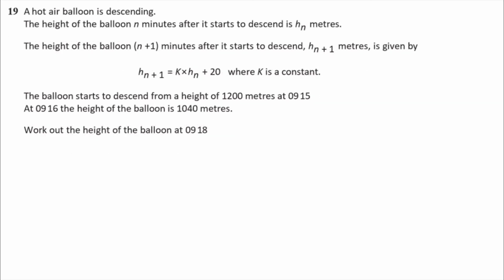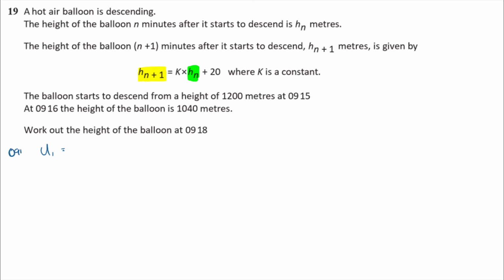Okay, so we've been given a sequence here that has been given iteratively, haven't we? Because we've got h_(n+1) here, so the next term in the sequence is something to do with the previous term in the sequence. So this is like a term-to-term rule where h_n is the height n minutes after it starts to descend, and h_(n+1) is a minute later. Okay, so presumably if this is some sort of sequence, then u1 can be the height at 9:15 then.